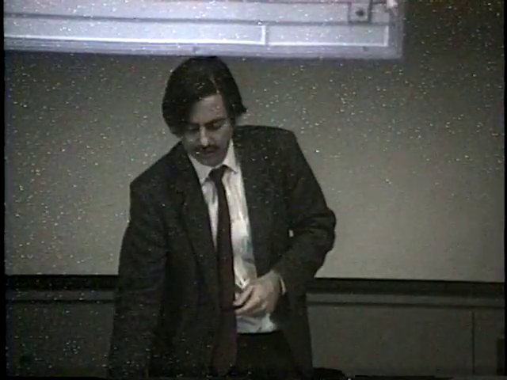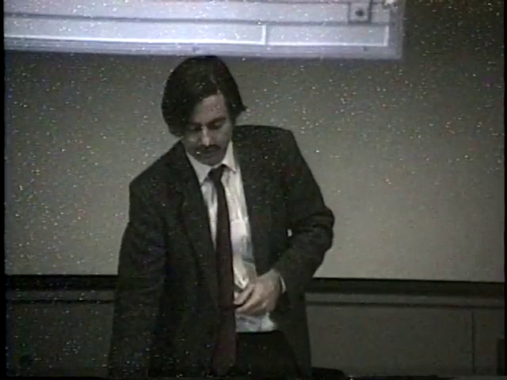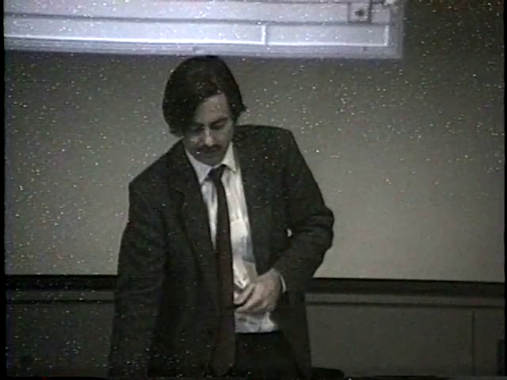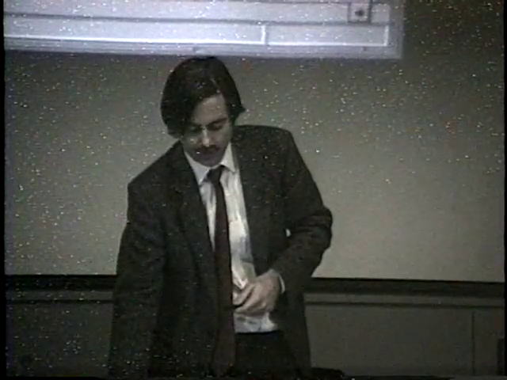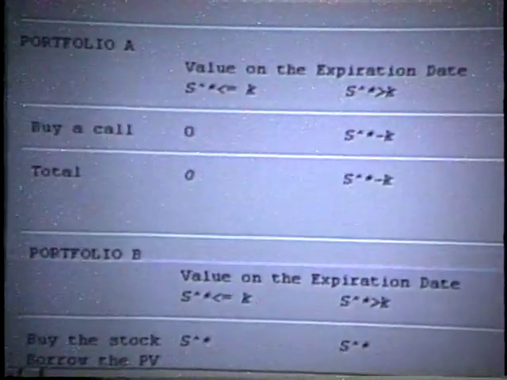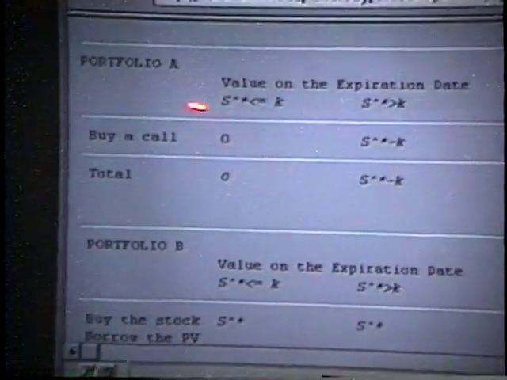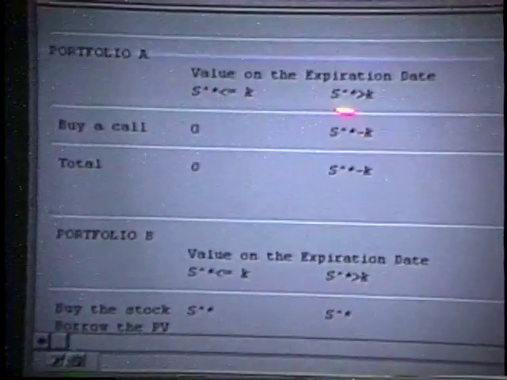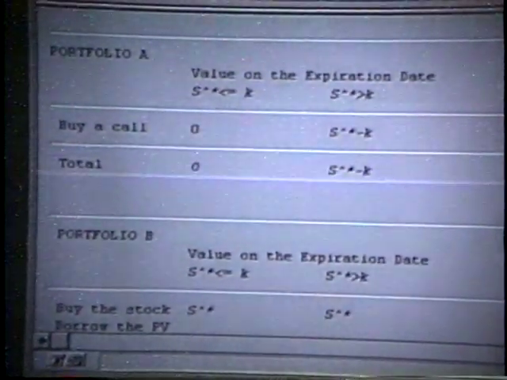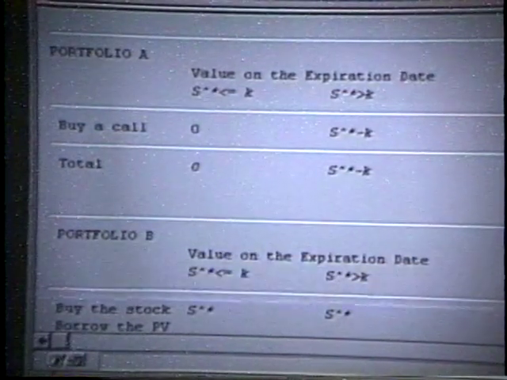Okay, well, what about dividends? Put-call parity with dividends. Well, we're going to take the same basic approach of two portfolios. The first portfolio is going to be real simple. It's going to be just a call option. So if S star is below K, that's bad news, we get 0. If S star is above K, we get S star minus K.